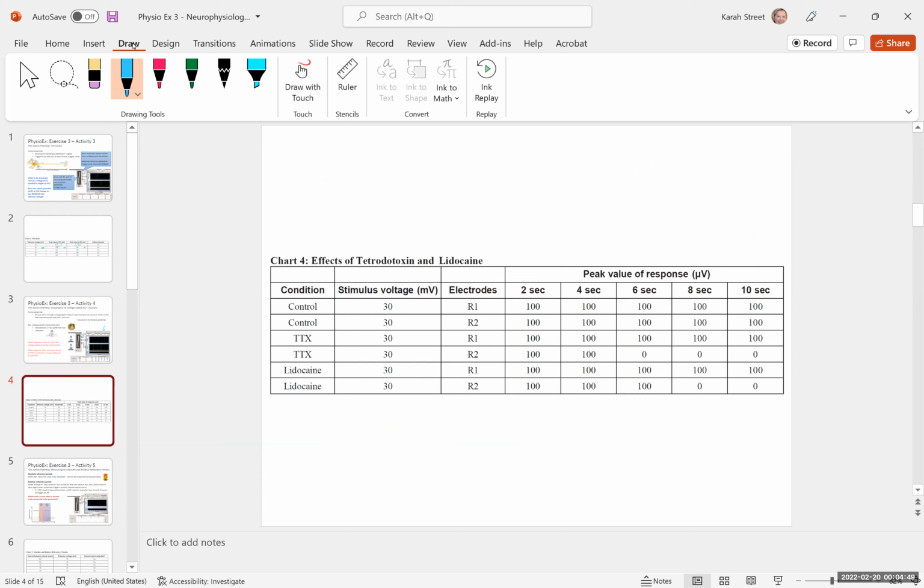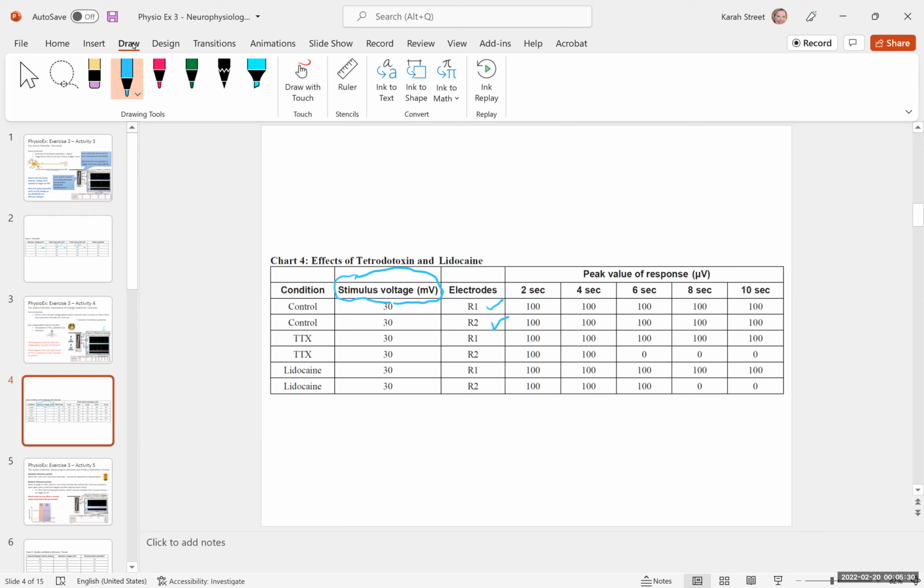Notice that we used our minimum stimulus voltage of 30 millivolts from our past experiment. We know 20 millivolts is needed, so this is even a higher stimulus. We know we're going to reach threshold. We keep that consistent, and we run our control. We test electrode number one, check, and electrode number two. The stimulus is sent every 2 seconds and both recording electrodes every 2, 4, 6, 8, 10 seconds later, they are recording and spiking an action potential.